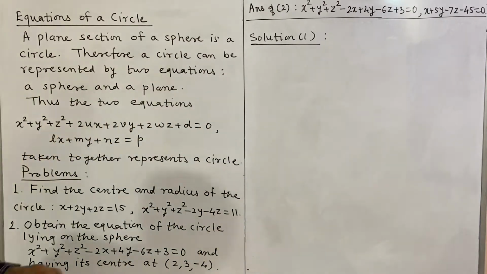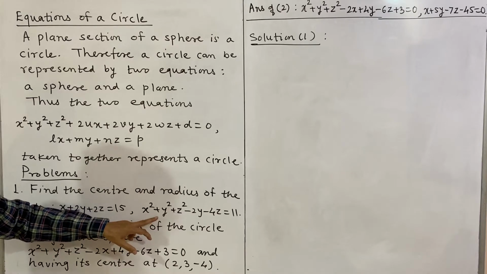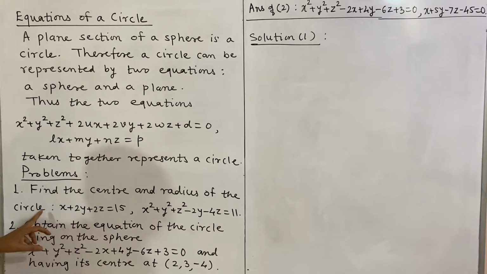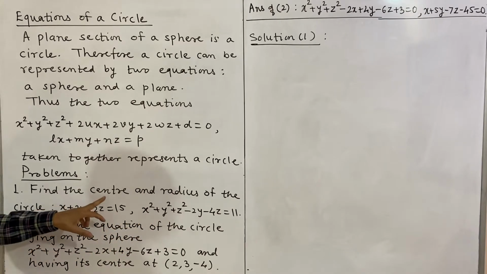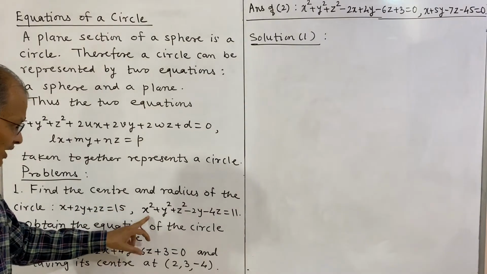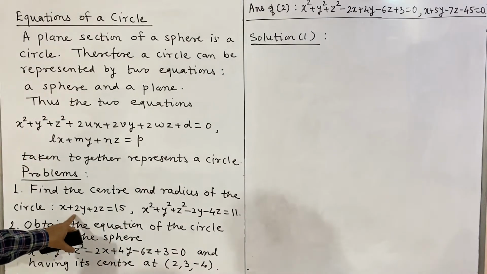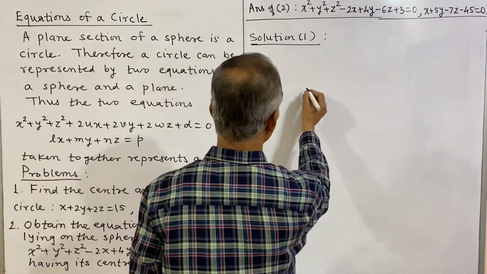It is given, this is a plane and this is a sphere. So, sphere and plane together represent a circle. We are asked to find center and radius of the circle. So, the equation of this sphere we should first write, or we will draw a figure first.